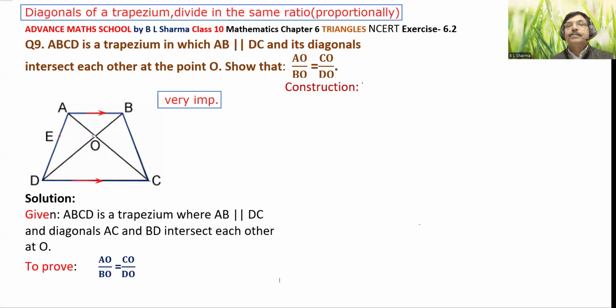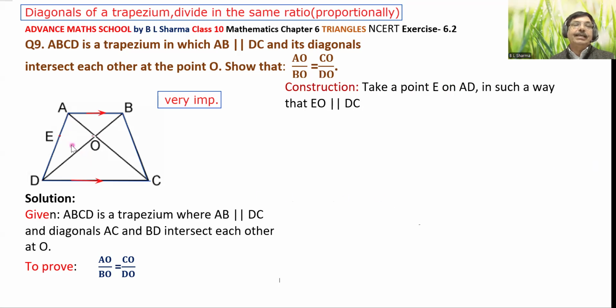So take a point E on AD in such a way that EO is parallel to DC. EO DC के parallel हो, but DC is already parallel to AB, so you can say that is also parallel to AB. तो कंस्ट्रक्ट कर दीजिएगा. ये देखो.